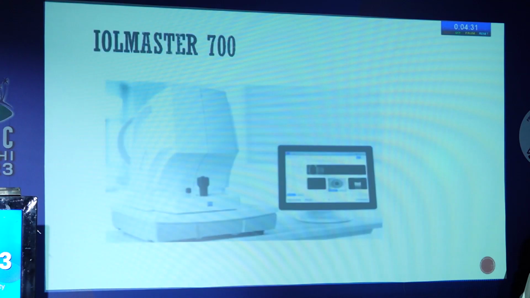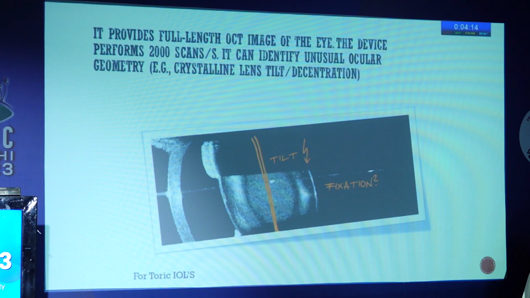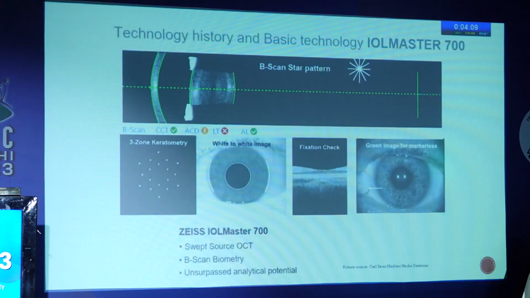So this is the IOL Master 700 developed by Zeiss. It provides a full-length OCT image of the eye, the device performs 2000 scans per second, and it can identify unusual ocular geometry like crystalline lens tilt or decentration, especially when we are going to implant toric IOLs.